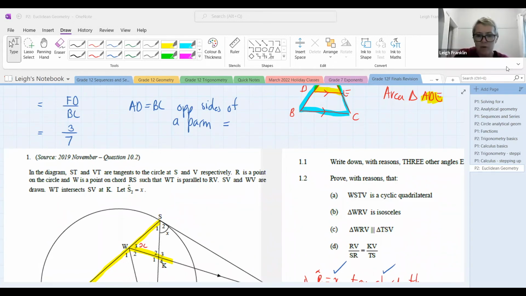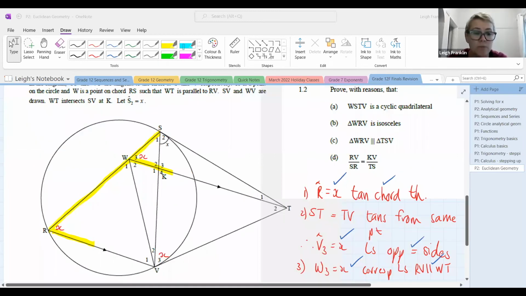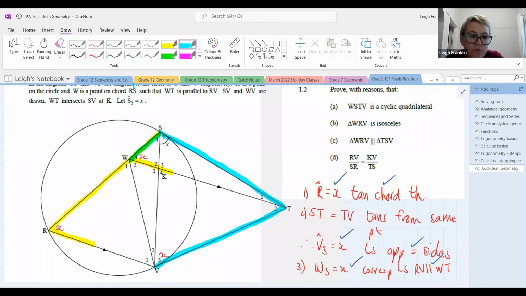All right, let's carry on with the question. So now they want us to prove with reasons that WSTV is a cyclic quad. You're allowed to highlight in your question paper, but not in your answer book. So WSTV, I'm going to highlight. Now remember, this is only out of 2 marks, so it cannot be something particularly difficult or strenuous.